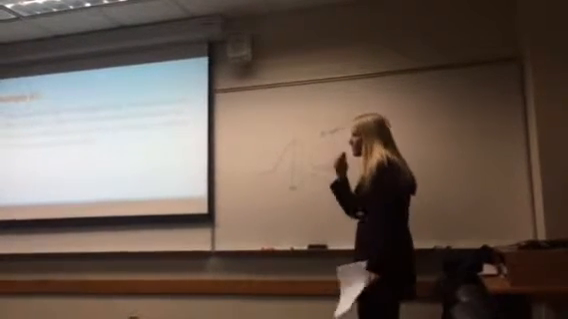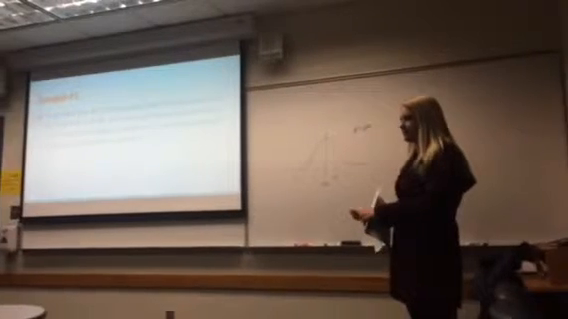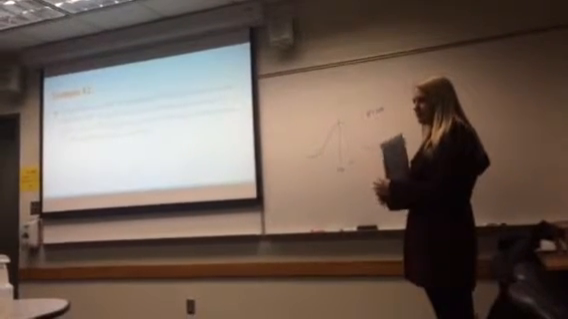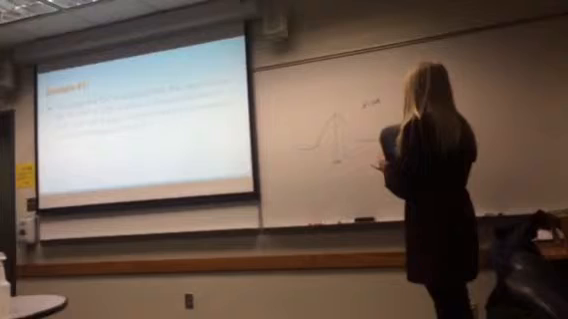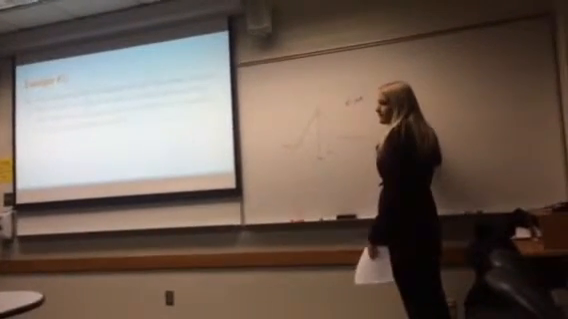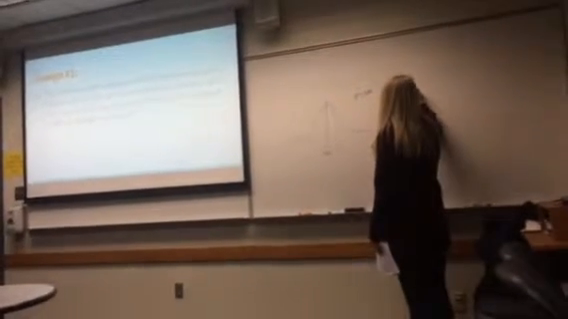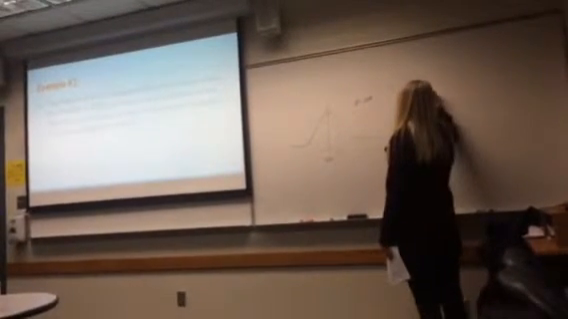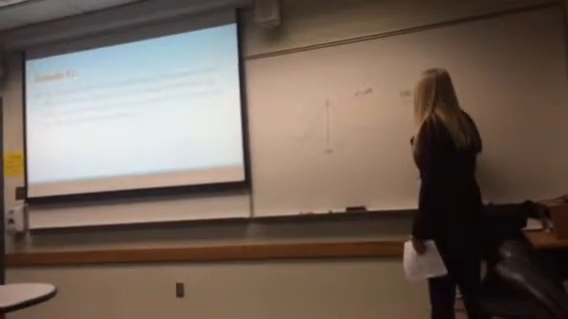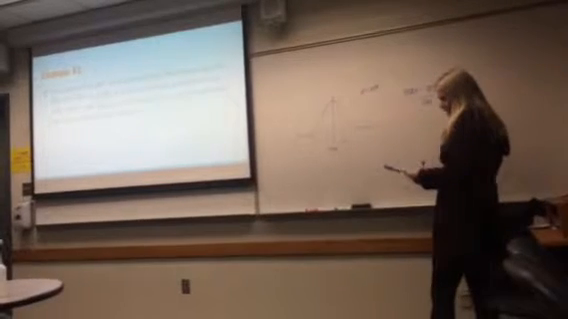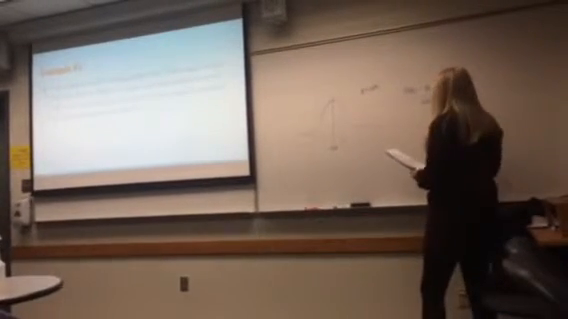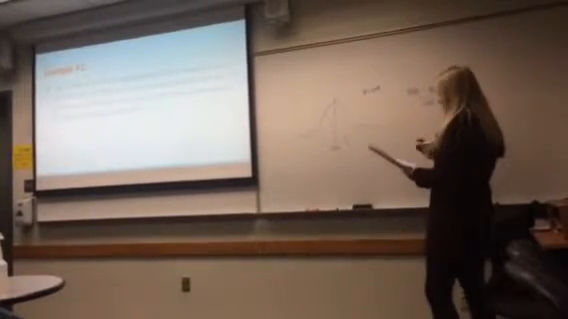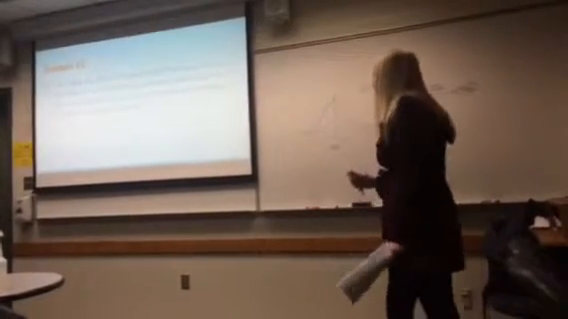Okay, so what's our next step? Find the z-score. Here's the formula. So what's x? 1100 minus 1026 over 209. It's 0.354. Okay, so that's our z-score. What do we do after that?